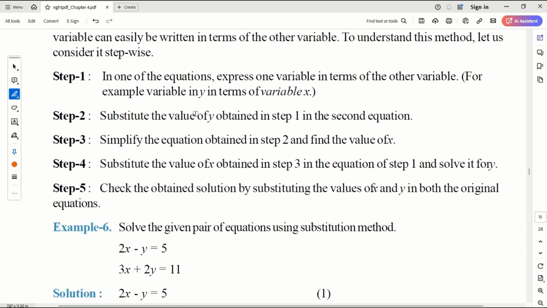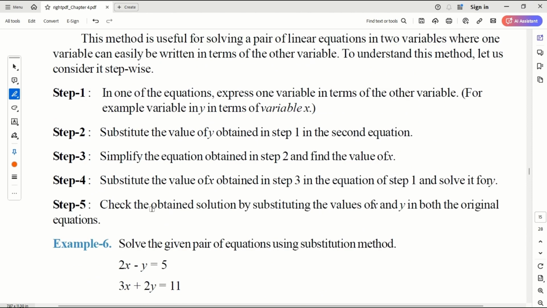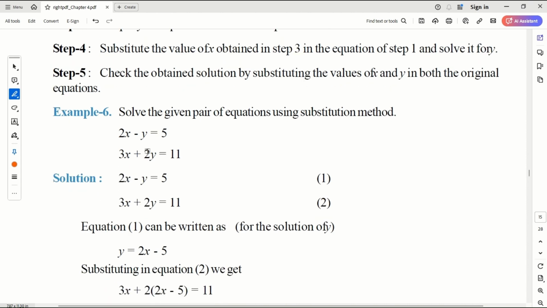Substitution method is nothing but, let me explain here. You can go through the steps given here. You have two equations. You first find out one variable in terms of the other variable. So if you have two variables x and y, find x or y in terms of the other variable. In this example, I can find from this equation y equal to 2x minus 5. Y is nothing but 2x minus 5.